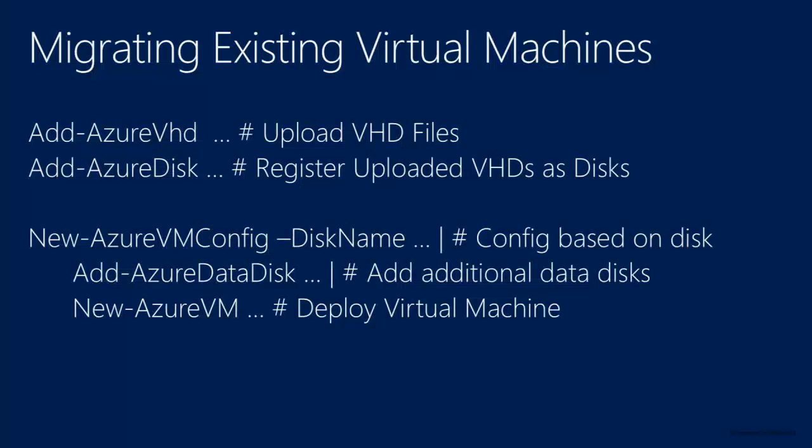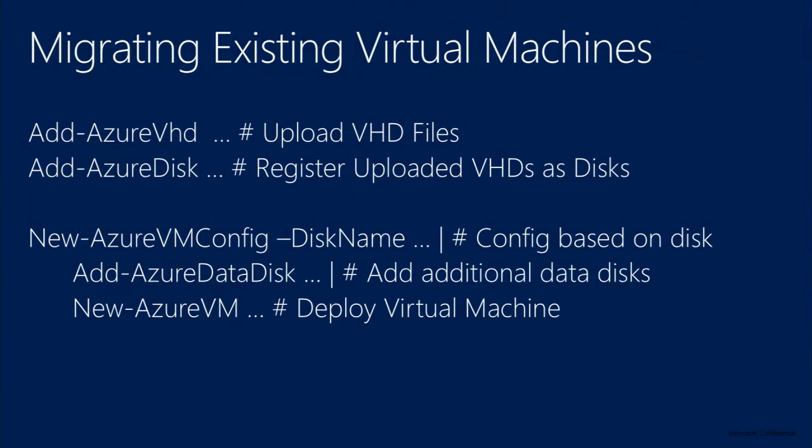So if you have a 127 gig VHD and you only have 30 gig of used space, that means there's 97 gigs of just empty zeros on that disk. Add-AzureVHD does not upload those 97 gigs of zeros. It's optimized to a point where it only uploads the stuff that you are going to need on the other end. The disk will still be 127 gig. It just doesn't actually upload all the stuff in between.